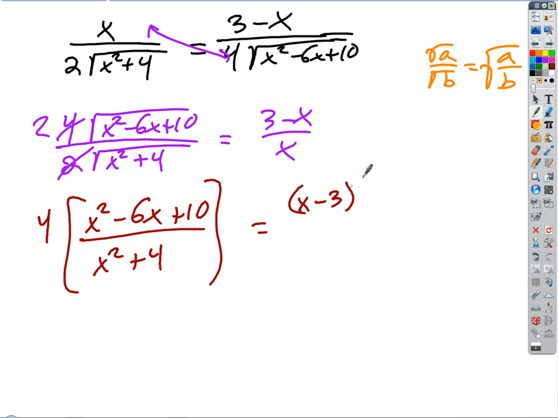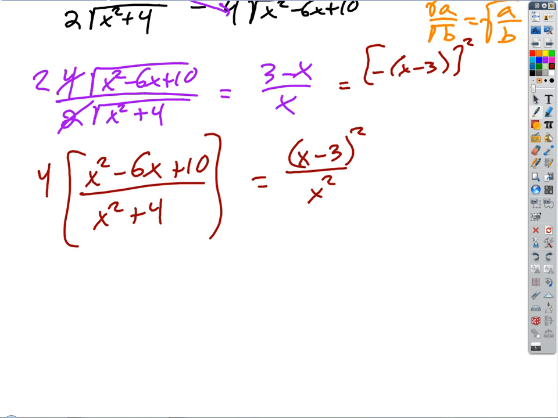(x minus 3) squared over x squared. 3 minus x squared and x minus 3 squared are the same thing, right? Because if I wrote that as negative (x minus 3) and squared that whole thing, the negative 1 squared goes away. Right, I see. Okay.